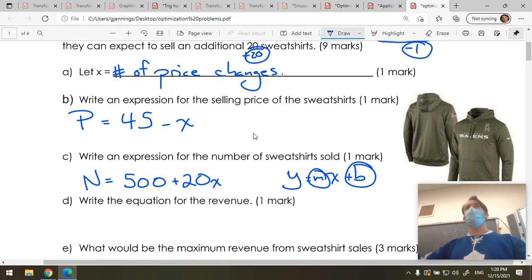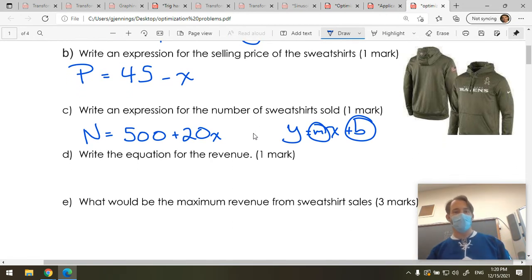Now to create a quadratic, we can multiply a line by a line, and that will make a quadratic. So write an equation for the revenue. Revenue is equal to the number they sell times the price. Do you agree? Yeah. The number of shirts they sell multiplied by the price per shirt, that's their revenue.